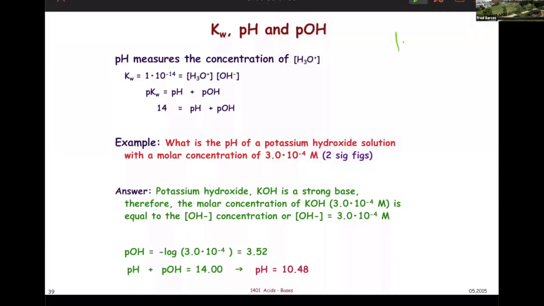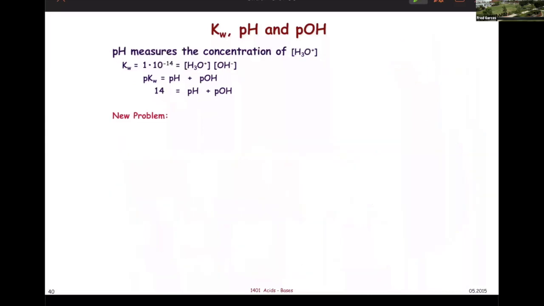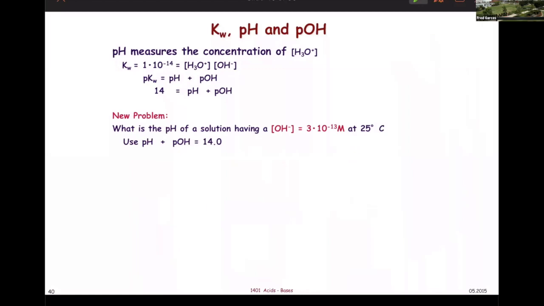1 times 10 to the minus 14 divided by 3.0 times 10 to the minus 4. That's your hydronium ion concentration. You can just take that answer and take the negative log of that answer, and you would get this same thing. So there are 2 ways to get to your answer given the hydroxide ion concentration. And again, that's what you will see on a routine basis.